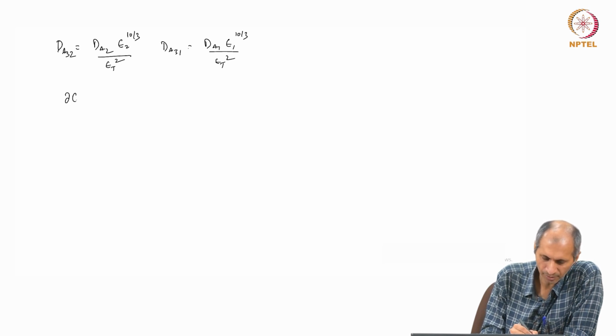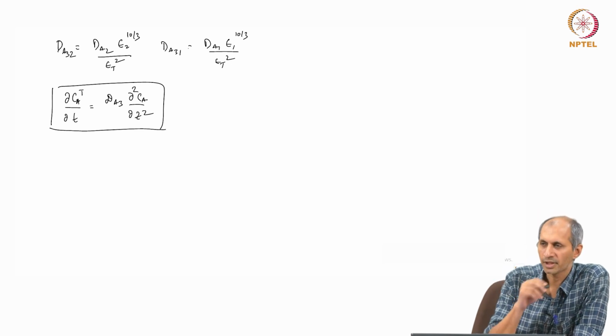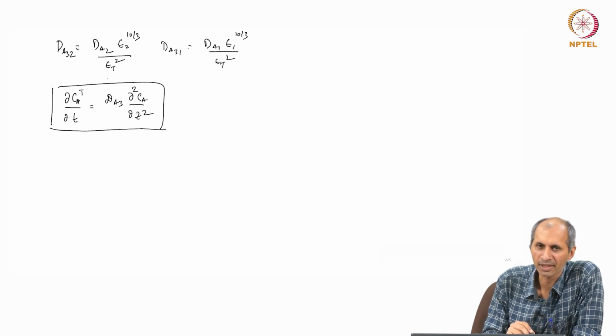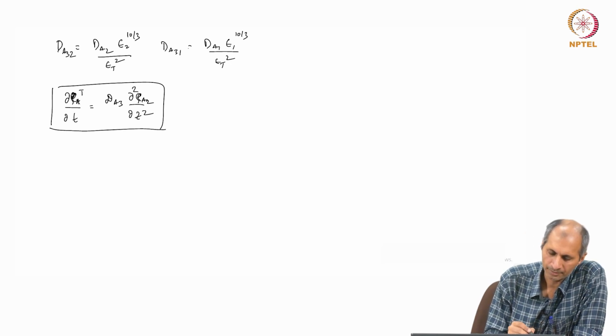We now have ∂C_AT/∂t equals D_A3 into ∂²C_A/∂z². This is the equation we have. This is a partial differential equation with two dependent variables, C_AT and C_A. Sorry, not C_AT, rho A2, the concentration in the liquid. So now we need some relationship from here.